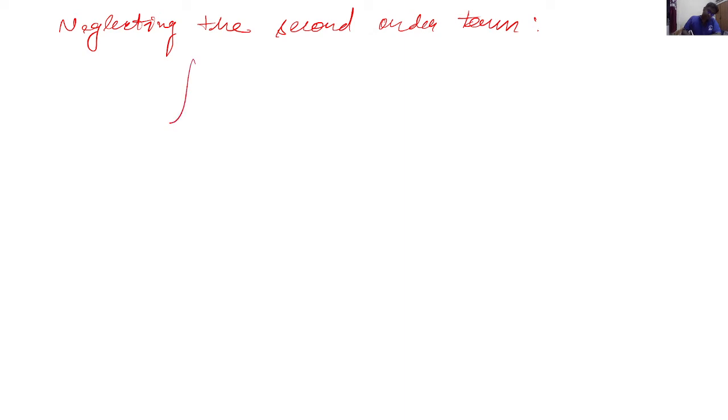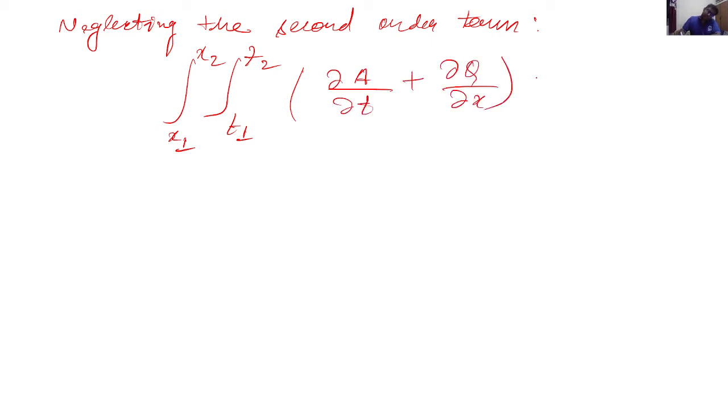So the mass balance will be the integral over change in time, that is t1 to t2, and change in position, x1 to x2, of del a by del t plus del q by del x times dt dx is equal to 0. So this is the mass balance expression for the Saint-Venant's equation.